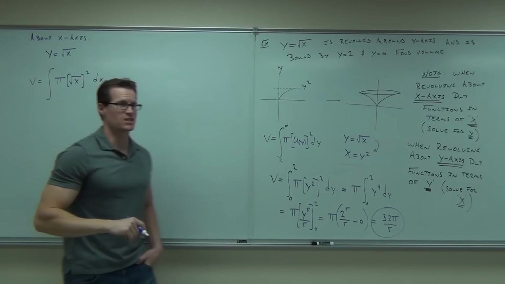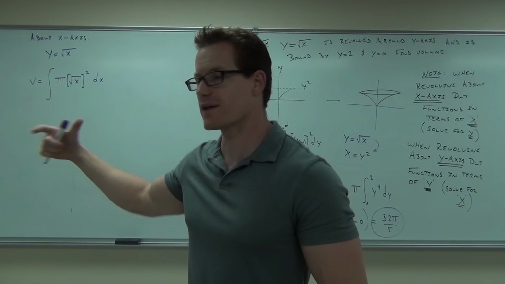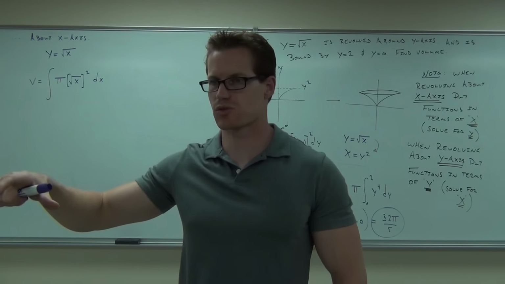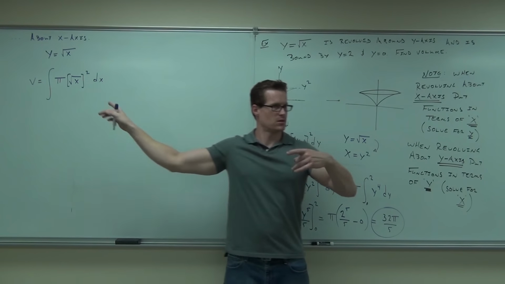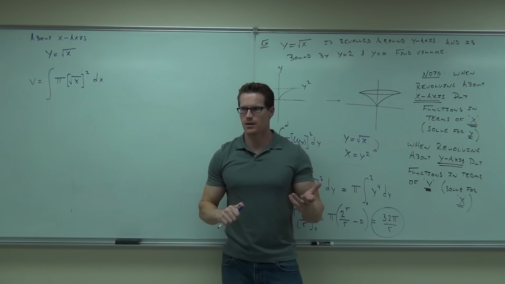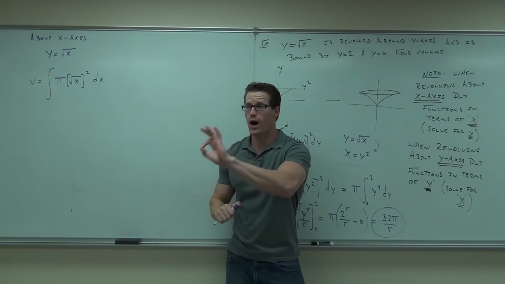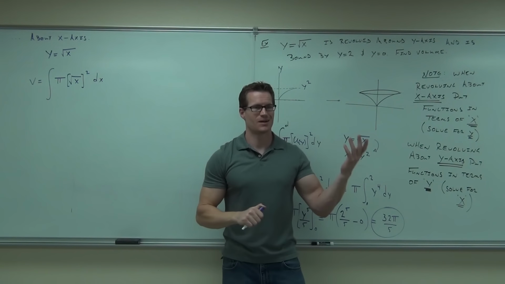This part should be pretty easy, right? If we're going around the x-axis, we got the pi, we got the r, that's our function, square root of x, and we got the square. Raise your hand if you set up just like that. Okay. The problem is our bounds. How do we find our bounds? If we have y's right now, how do you figure out? Plug them into x.